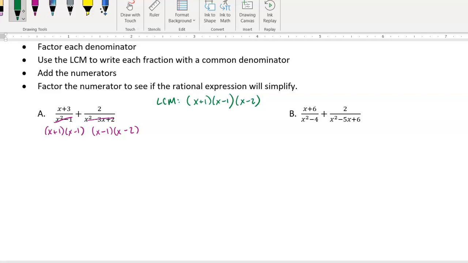All right, so now we're going to use the LCM to write each fraction with a common denominator. That's where we're at right now. So we factored each denominator. We found the LCM. We're going to use that to write these as individual fractions with a common denominator. So that first fraction has x plus 1. It has x minus 1, but it's missing x minus 2. So we're going to multiply the top and bottom.